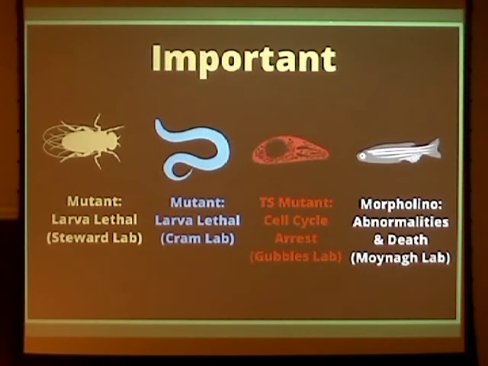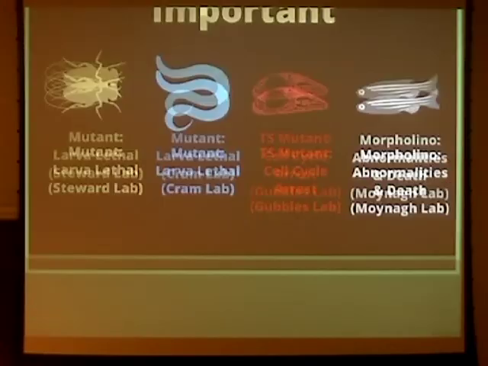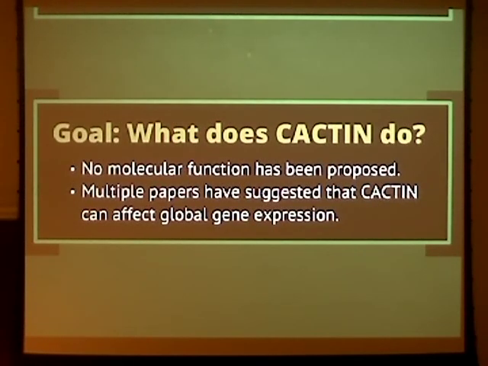So when you're a single-celled organism and you have a cell cycle arrest, that's also the end of the line for you. And also in zebrafish, morpholino silencing against cactin results in really abnormal zebrafish, and most of the zebrafish die really early. So whatever it's doing, it's important, but it still could be doing just about anything. So at the start of my project, no molecular function for cactin had been proposed. Other than knowing that it was important, that was all we had.